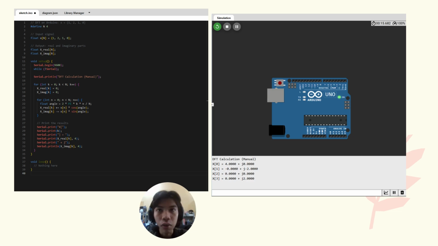After uploading the code and checking the serial monitor, the output matched my team member's manual DFT results, which are X0 equal to 4, X1 equal to negative 1, X2 equal to 0, and X3 equal to negative 1. This proves that the DFT is correctly implemented and sets the foundation for further steps like filtering noise by modifying frequency components.